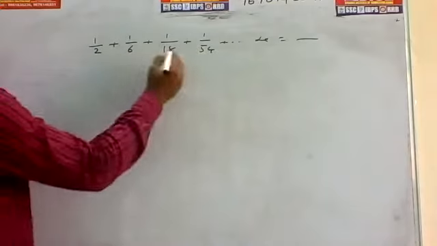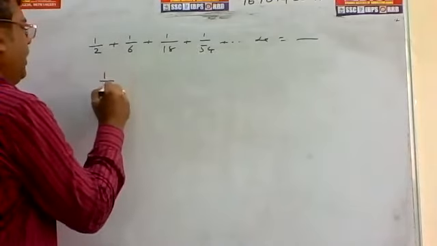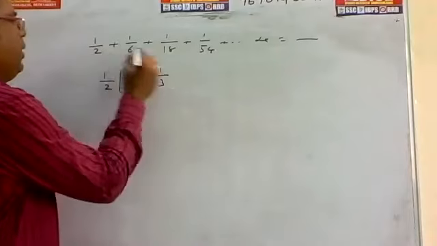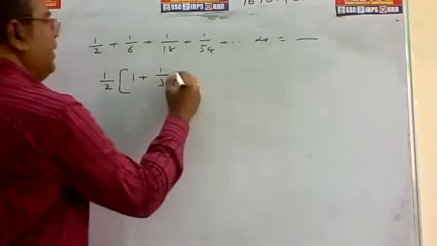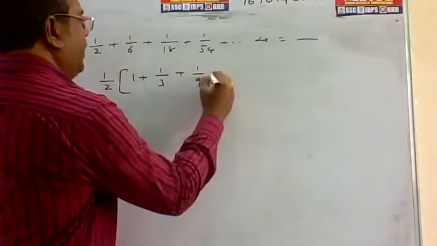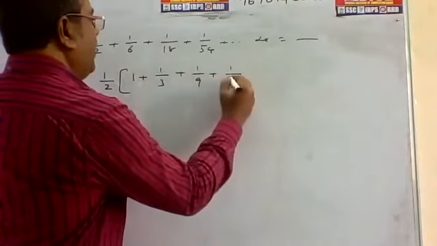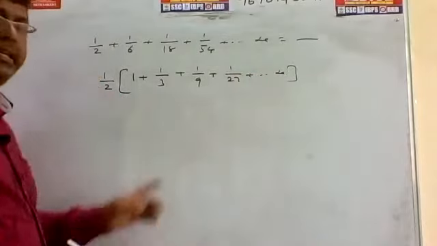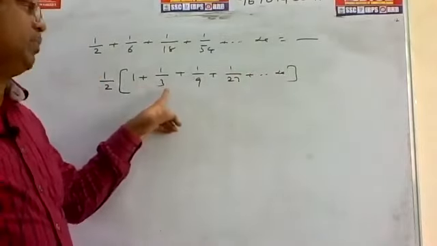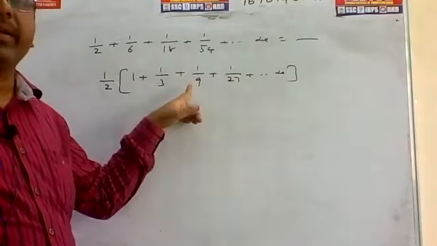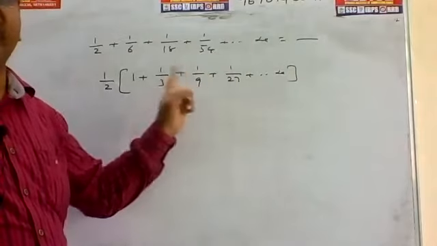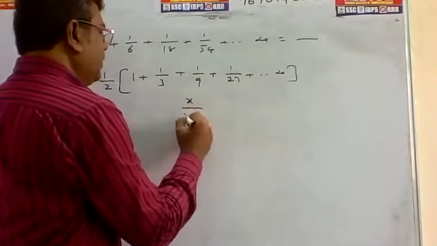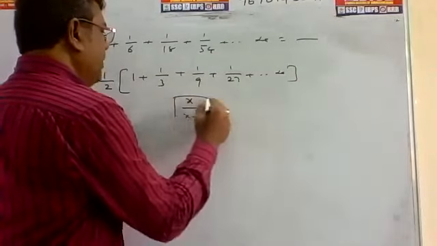So first of all, you can take 1 by 2 as common. It becomes 1 plus 1 by 3 plus 1 by 9 plus 1 by 27 and so on to infinity. This inner part is nothing but 1 plus 1 by 3 plus 1 by 3 square, 1 by 3 cube and so on. First formula once again. What is the first formula? x by x minus 1.